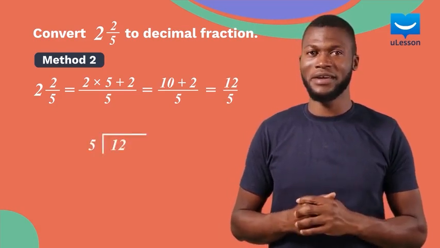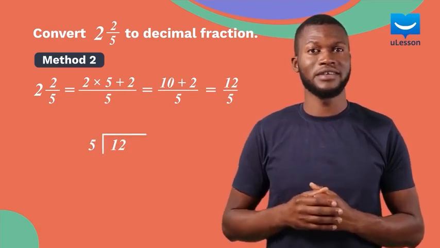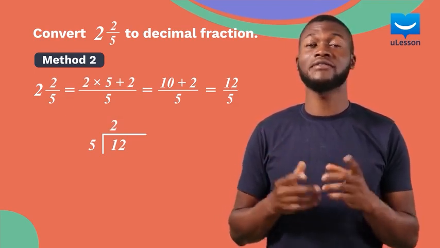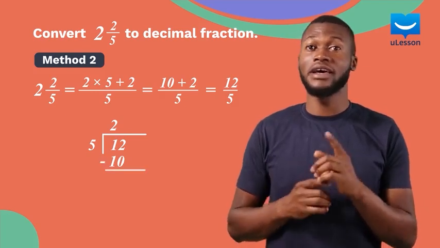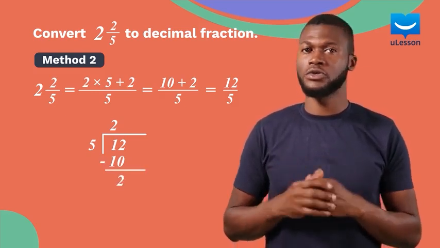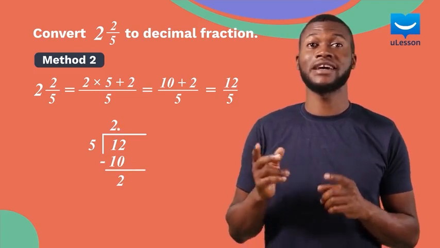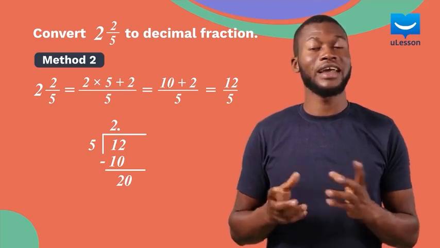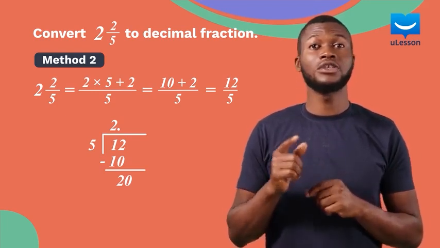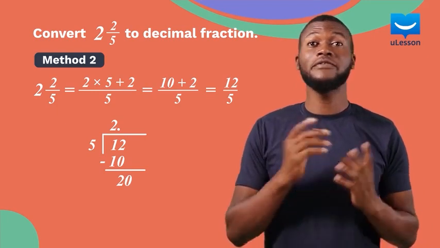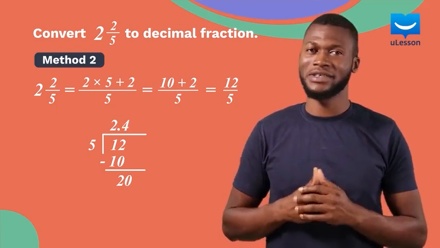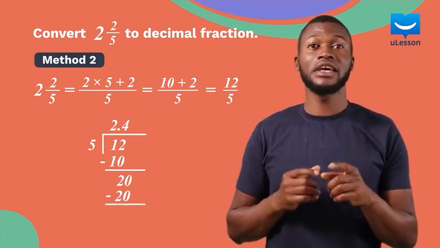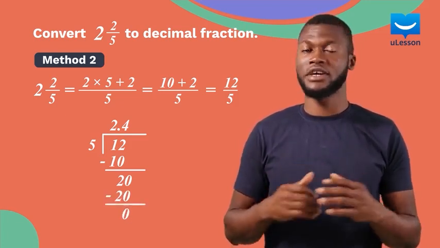Using our long division method, 5 can go into 12 twice, so we write 2 on top of the division table. 2 times 5 gives us 10. 12 minus 10 gives us 2. 5 cannot go into 2, so we put a decimal point beside the 2 on top of the table. We then add 0 to 2 and have 20. 5 goes into 20 4 times, so we write 4 on top after the decimal point. 5 times 4 gives us 20. 20 minus 20 gives us 0, and hence the process is terminated.